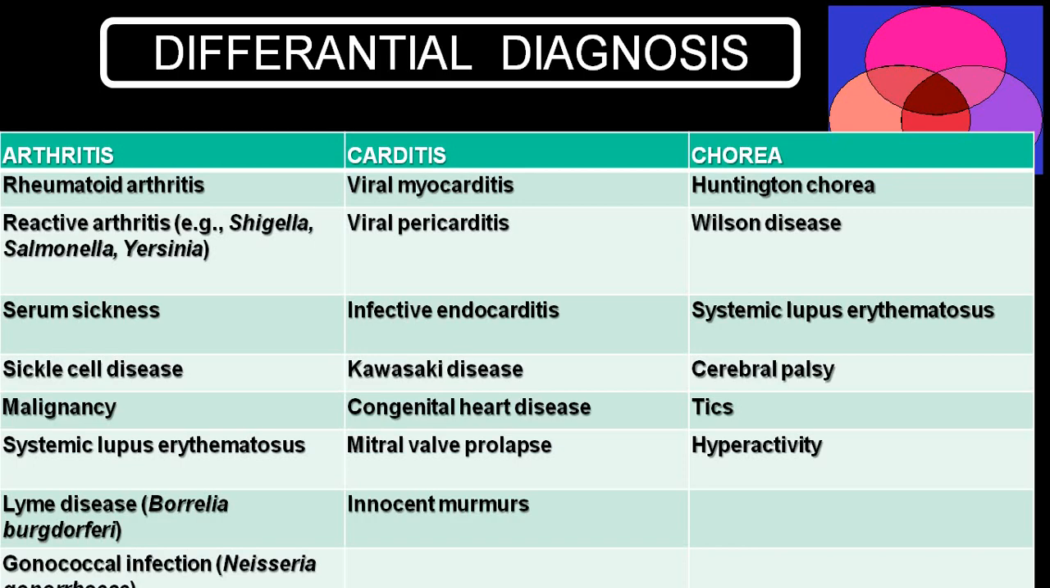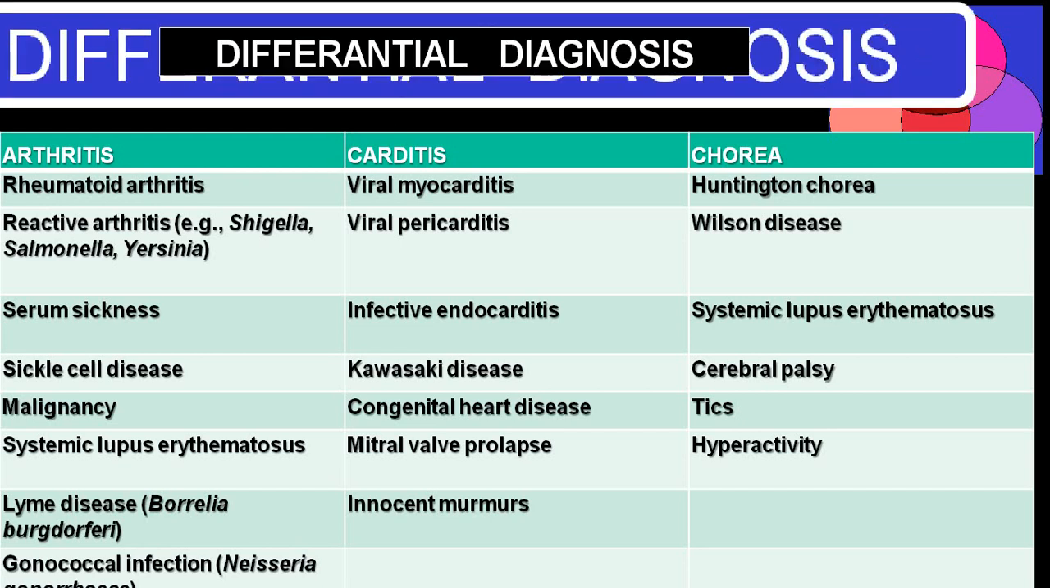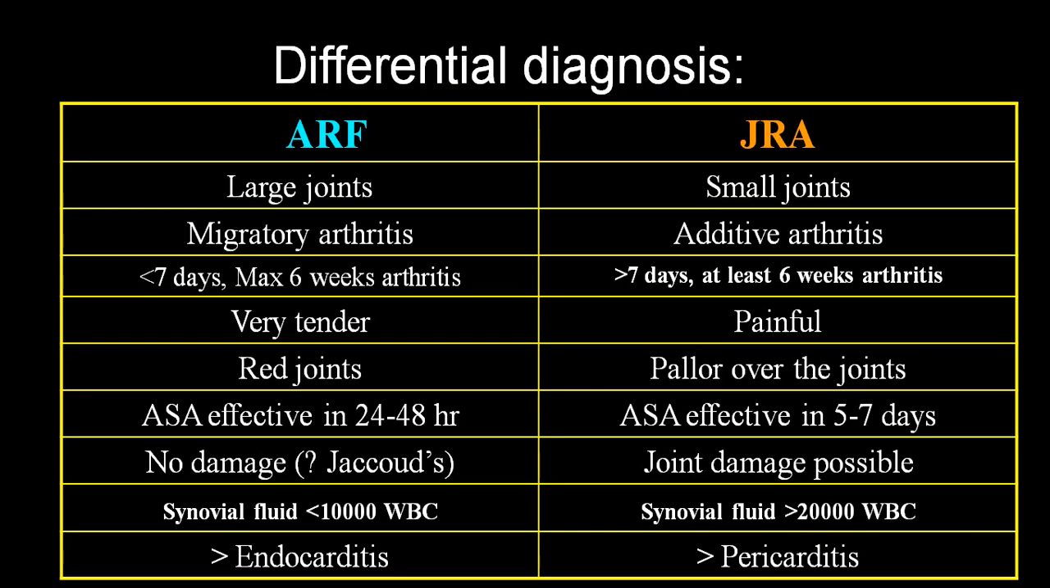This is a differential diagnosis between arthritis, carditis, and chorea. What are the conditions which can be there? Now, this is a differential diagnosis between acute rheumatic fever with joint involvement and JRA, which we call juvenile rheumatoid arthritis.